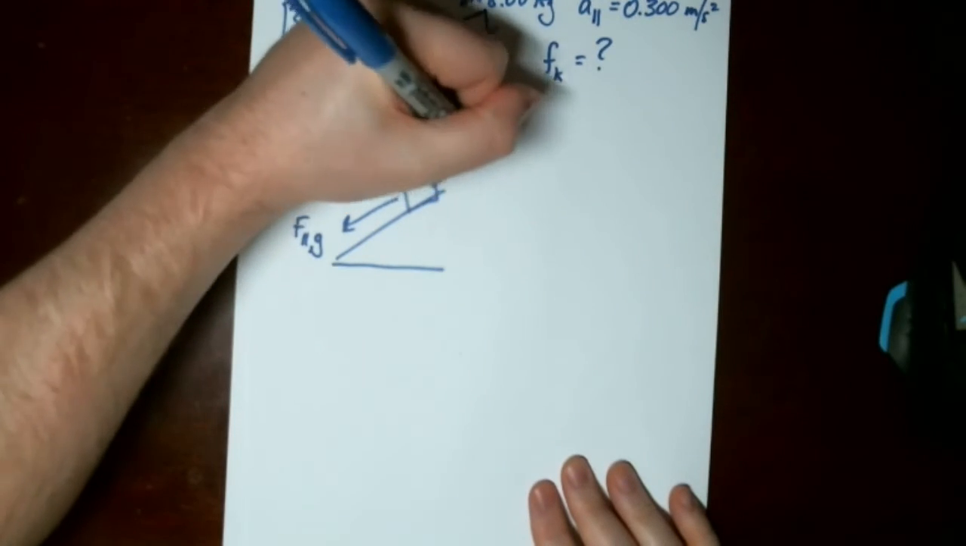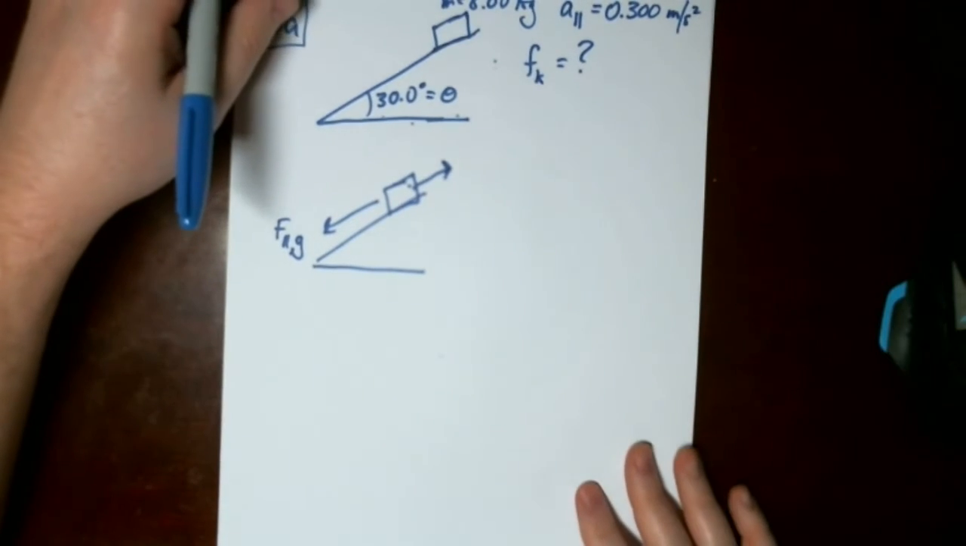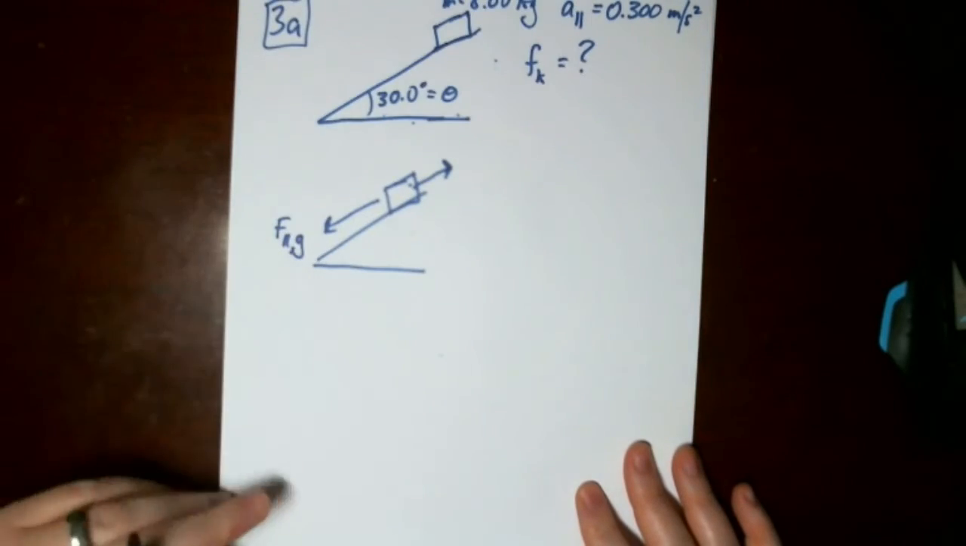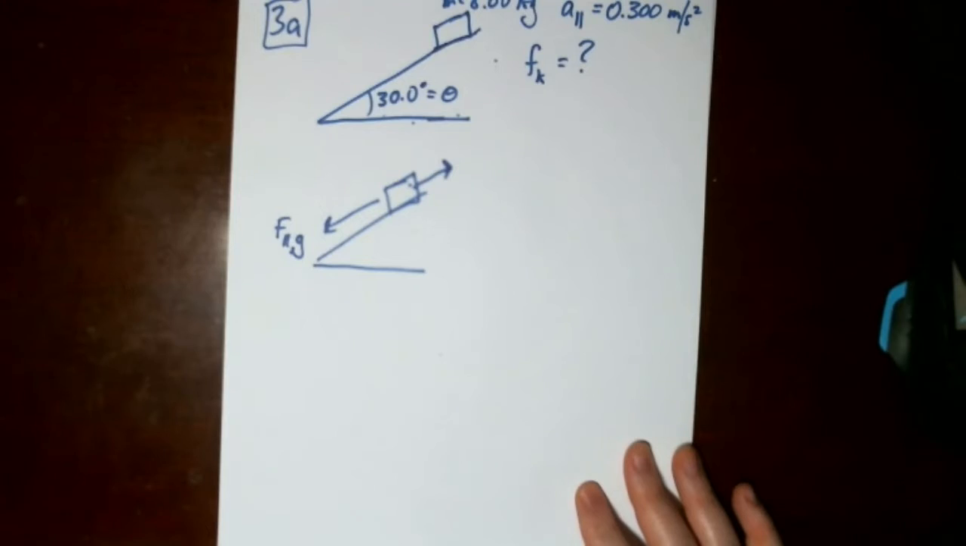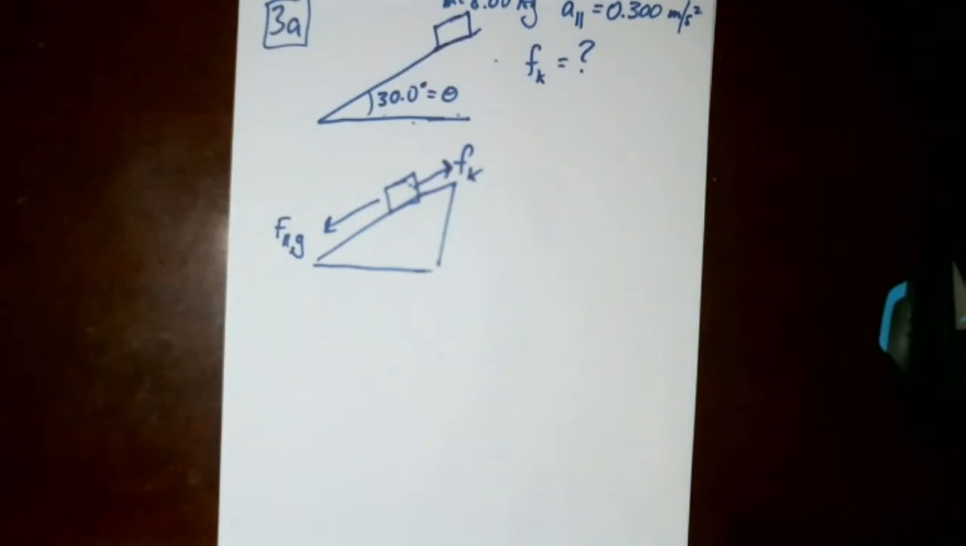Here's the force of friction. This confused a couple people. Remember, friction acts to oppose motion. If it's sliding down the ramp, then the force of friction is going to be acting in the opposite direction, and it's actually going to be acting up the ramp. So there's our force of friction.